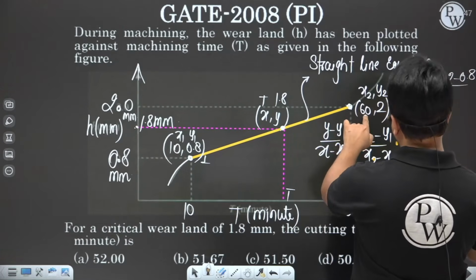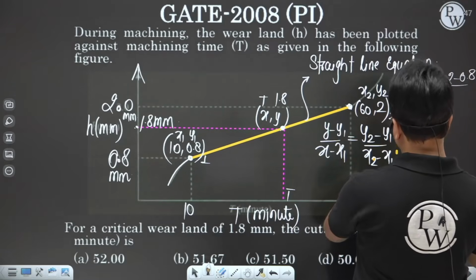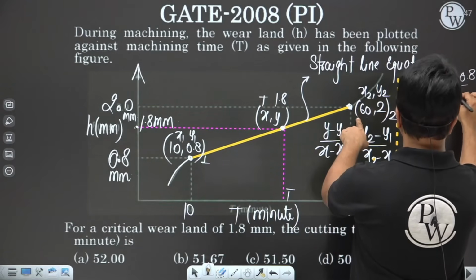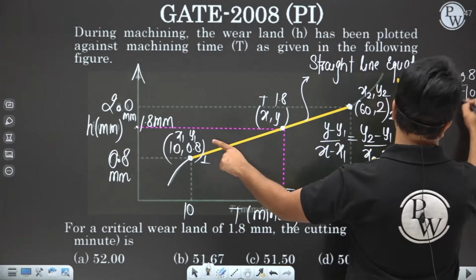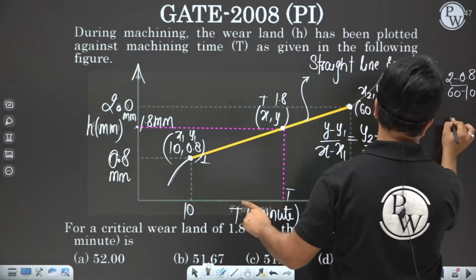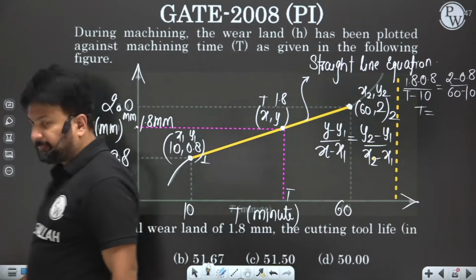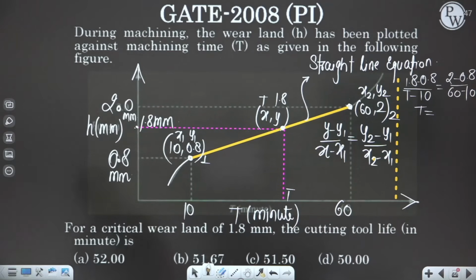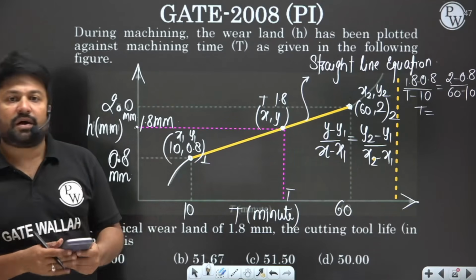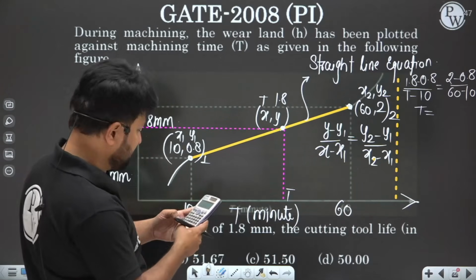Okay, divide by x2, that is 60, minus 10. Now solve for t. Now solve the equation for t, right? Once you solve the equation for t, you will get your answer, right? What is that? Let me solve.